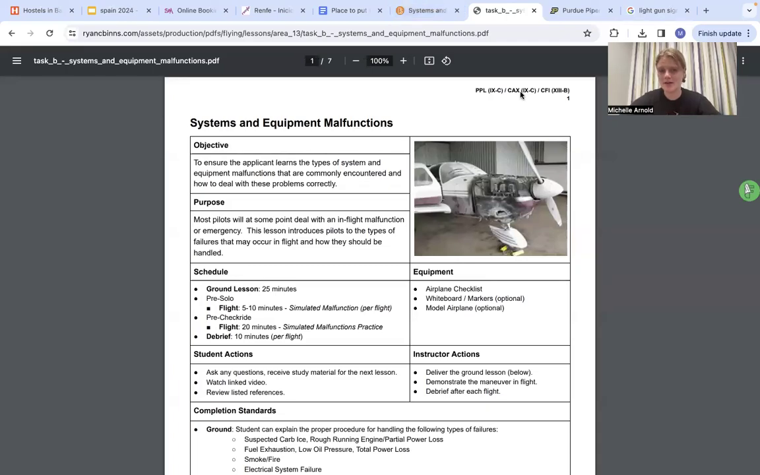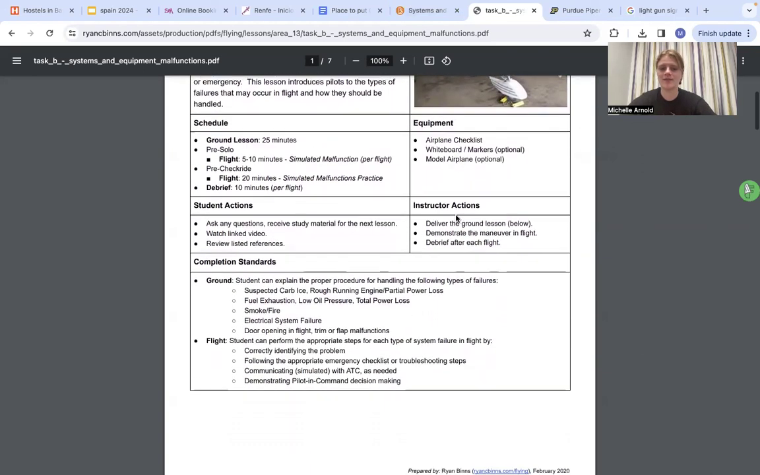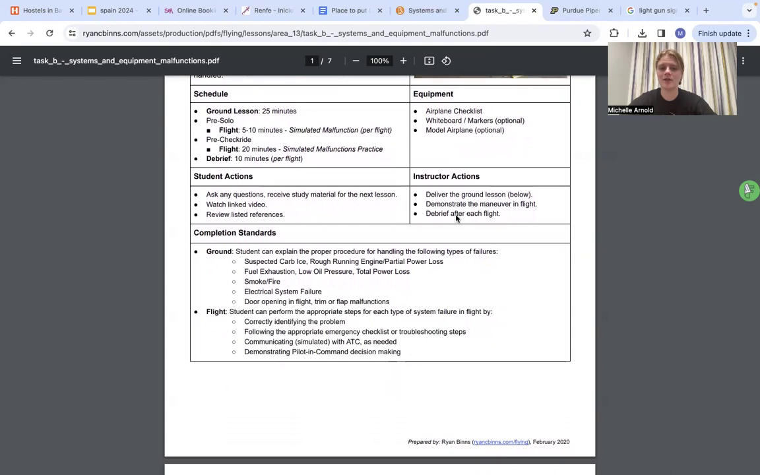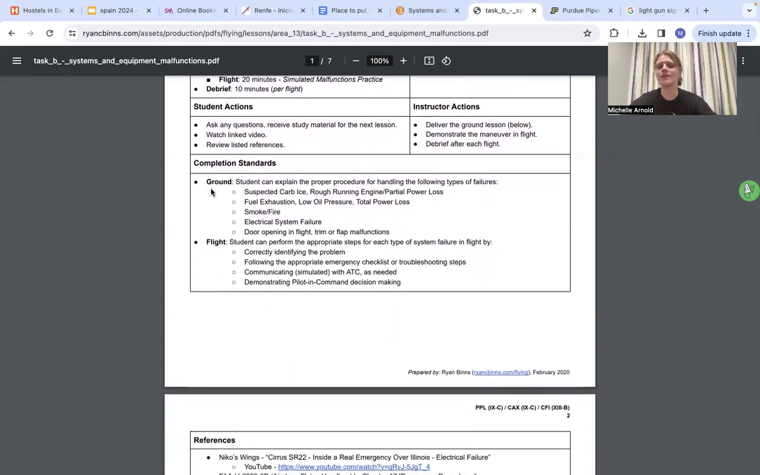All right, so today we're going to be talking about system and equipment malfunctions. All right, so the completion standards on the ground are going to be that the student can explain the proper procedure for handling the following types of failures: suspected carb ice for rough running engines or in partial power loss, fuel exhaustion, low oil pressure, or in total power loss, smokes and fires, and electrical system failures, and also door opening in flight, trim or flap malfunctions.